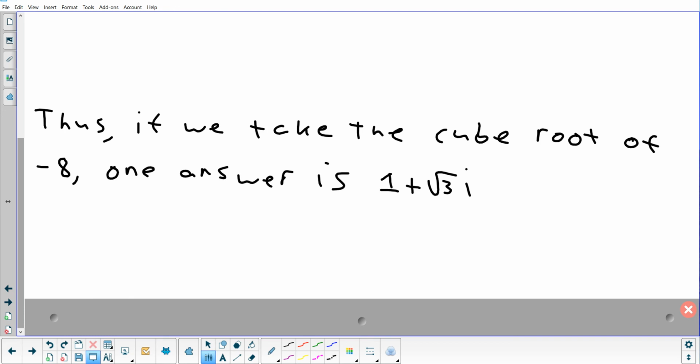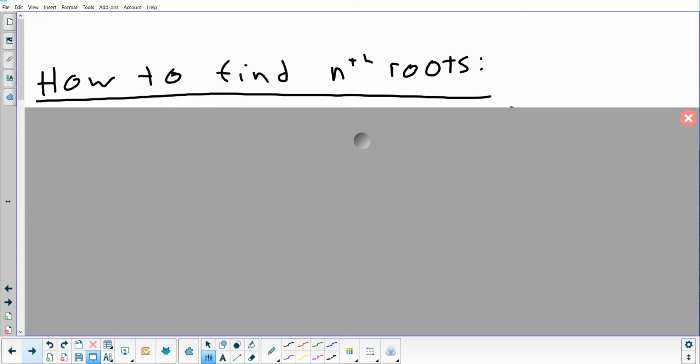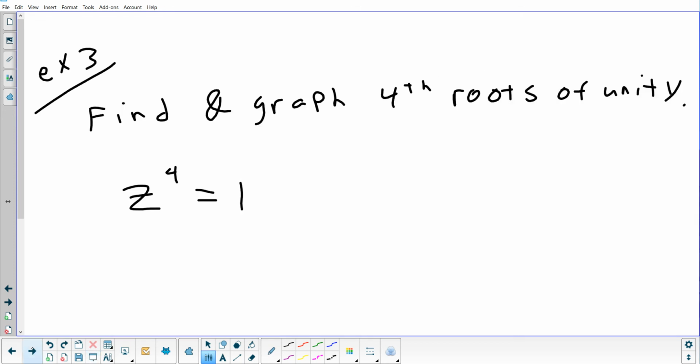So the whole key to being able to cube root something, or square root something, or do anything, is going to be trig form. We have to do it in trig form. So I think what we'll do is go through an example, and I'm going to show you how to set up this example rather than give you steps without an example. I think with numbers it'll make more sense.